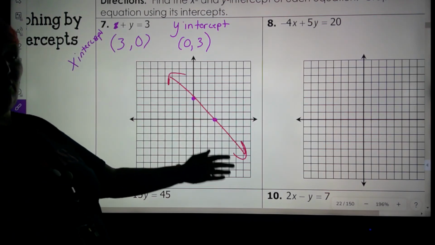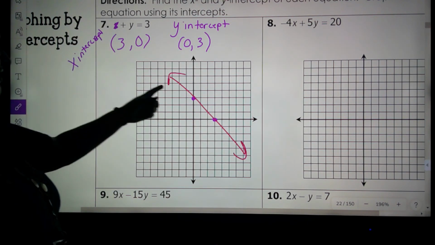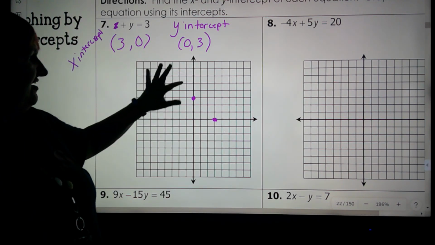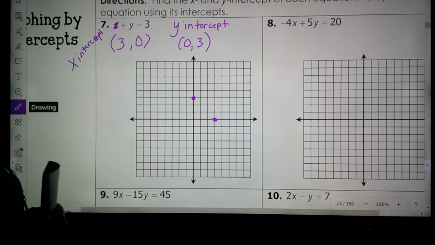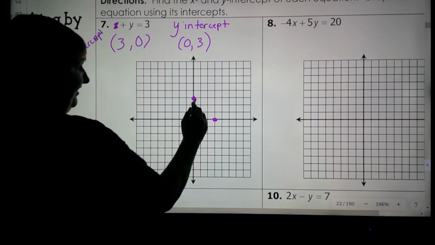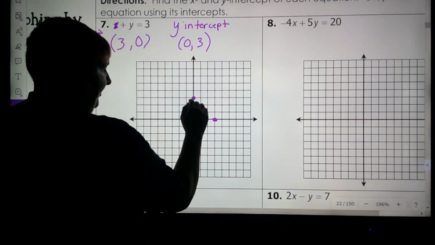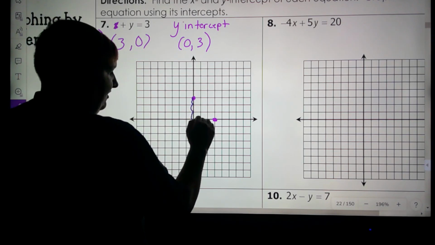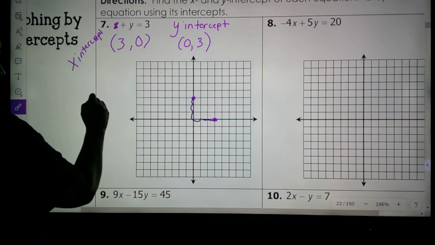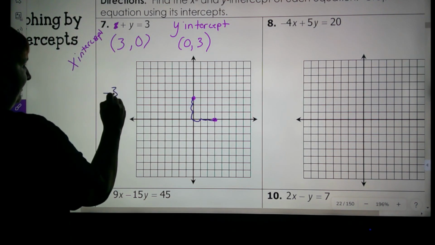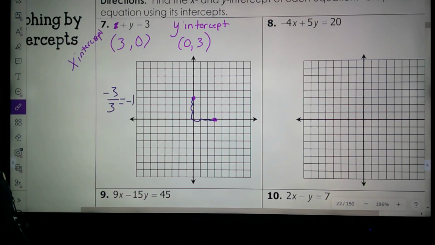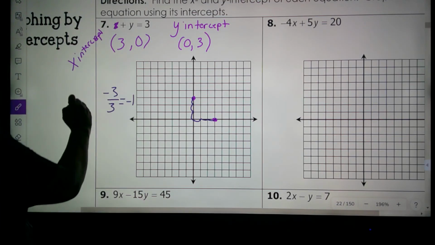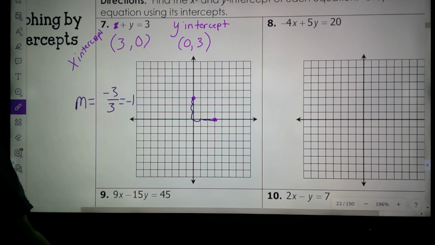And because we know how this works, we can now use this to make more points. Because we know slope, right? Slope is rise over run. So to get from this point to this point, I went 1, 2, 3, 1, 2, 3. So I went down 3, right 3. So our rise over run is -1. Our slope is -1.